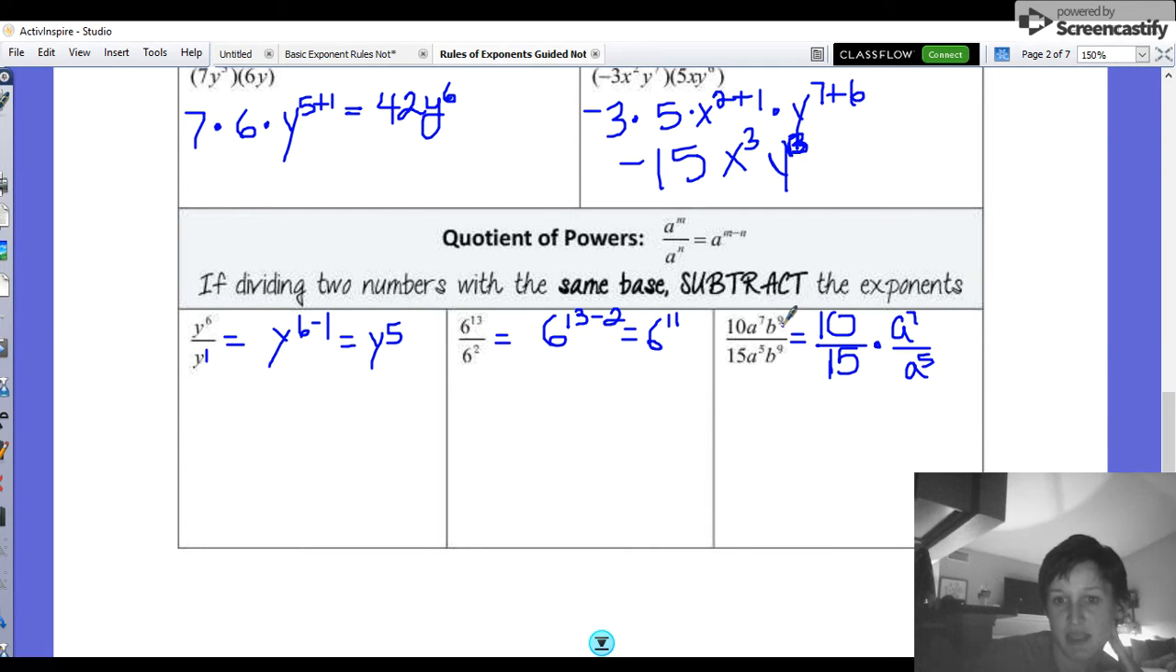And b to the 9th over b to the 9th. So remember, we are subtracting whenever we're dividing. So 10 over 5 simplifies to 2 over 3. 10 divided by 5 is 2, and 15 divided by 5 is 3. And 7 minus 5, I'm going to go ahead and write it out just so you can see the steps.